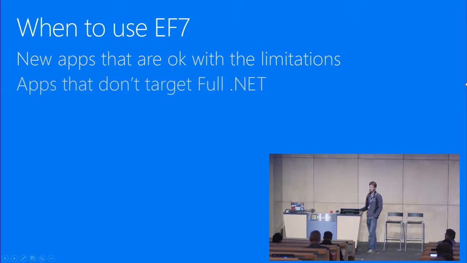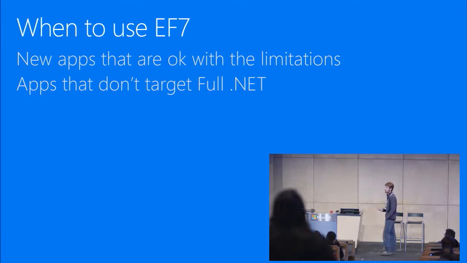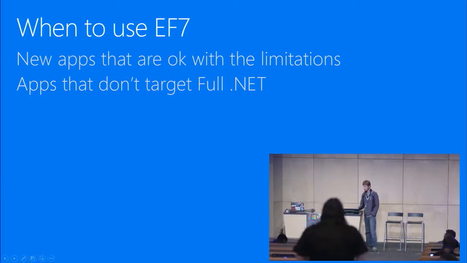The other place you'd want to use it is if you're writing an app that doesn't target the full .NET framework. So you're writing ASP.NET 5 and you're targeting Core CLR, or you're writing a Universal Windows Platform app. EF6 won't work in those places. It requires the full .NET framework, so really EF7 is your only choice there.